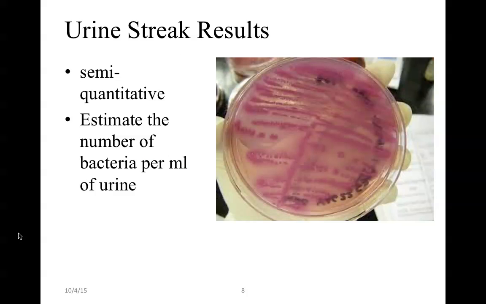Hopefully, when we come back for our second lab day, after we've streaked our urine cultures, our urine streak plates will look a good bit like the photo on this slide. It's a semi-quantitative technique. Some will tell you it's quantitative, but we found that usually the number of bacteria that are sampled are so numerous, we can't get a really accurate count. So we have to estimate the number of bacterial cells per milliliter of urine, but we can get it pretty close to what's actually there.